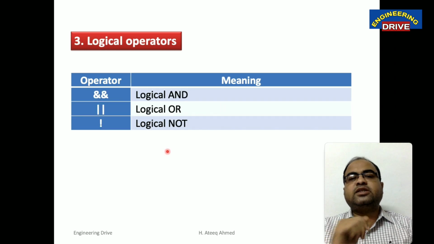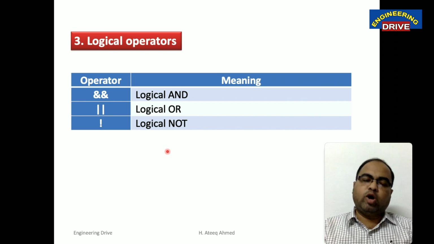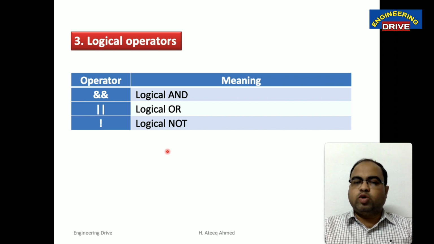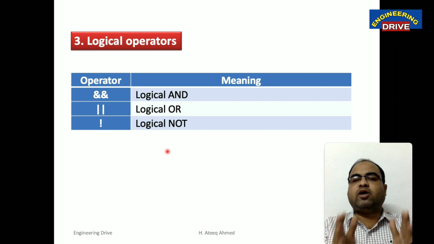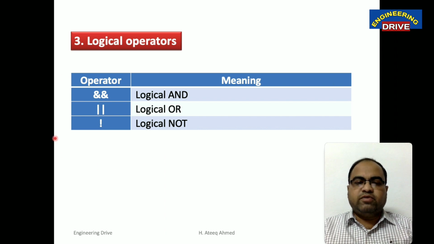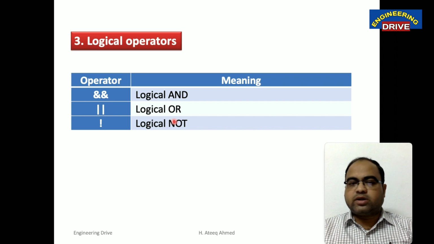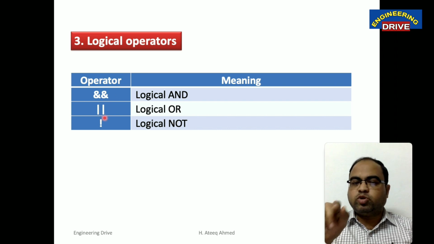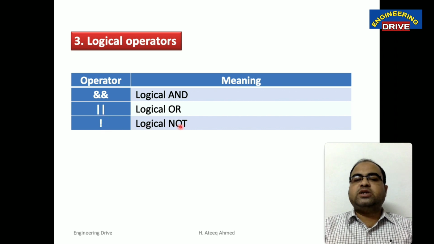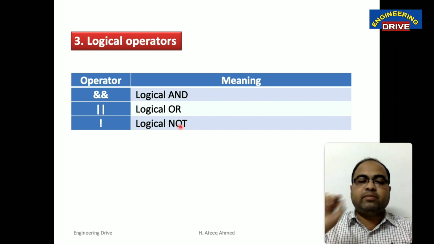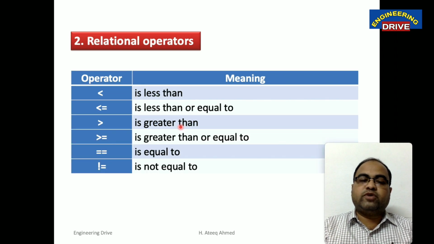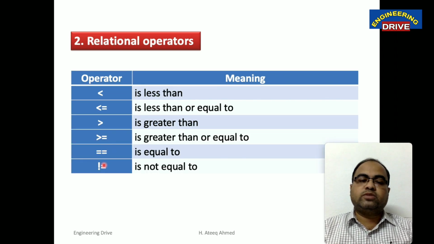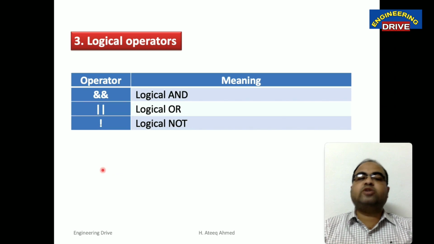The next thing, third category, logical operators. These operators are used to check the conditions of the variables' values. What are the 3 types of logical operators? We have logical and, logical or, and logical not. Logical and means 2 times we need to use the and symbol. Logical or means 2 times we need to keep the or symbol, and logical not is simply the exclamation mark, which we already used for not equal to. Here we have used this symbol for logical not.